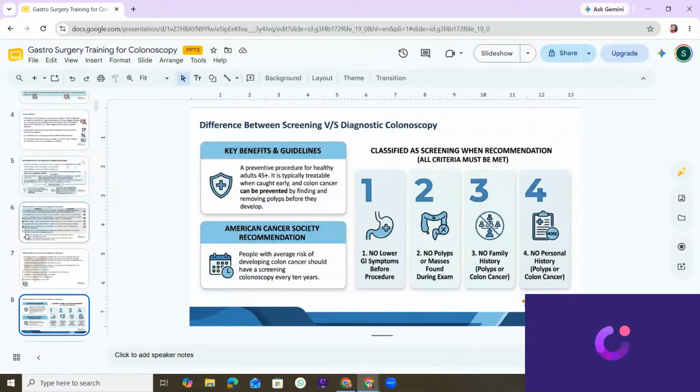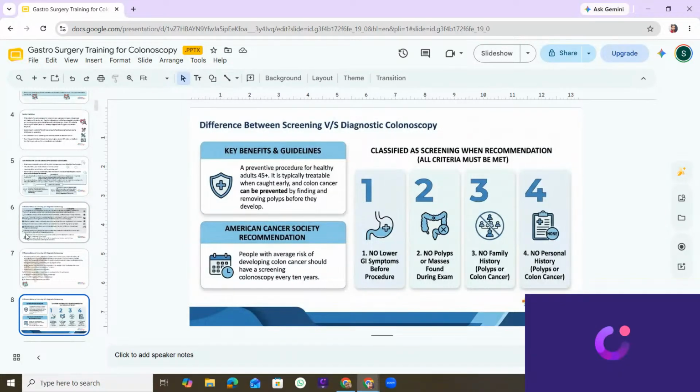So, key benefits and guidelines of a preventive procedure for the healthy adult 45 plus. It is typically treatable when caught early, and colon cancer can be prevented by finding and removing the polyps before they develop. American Cancer Society recommendation: people with average risk of developing colon cancer should have a screening colonoscopy every 10 years. To classify as a screening, when recommended, all criteria must be met.